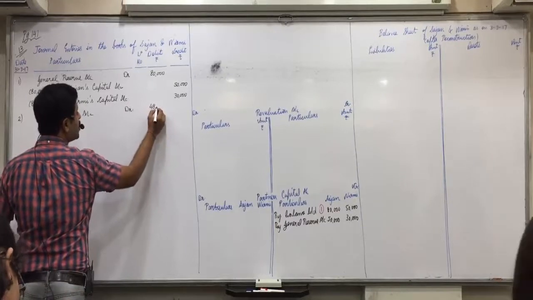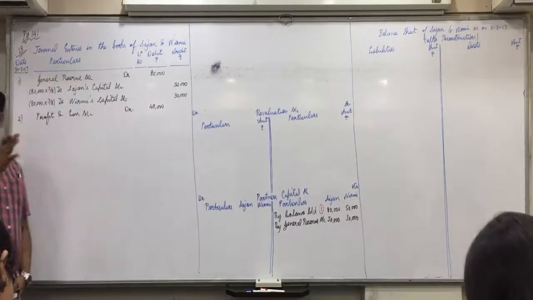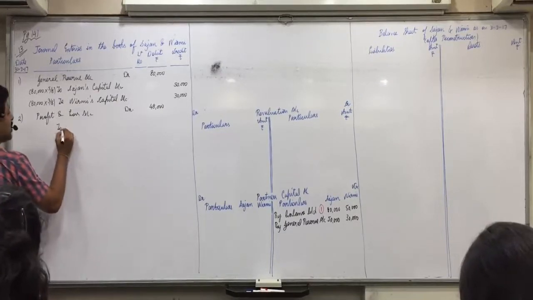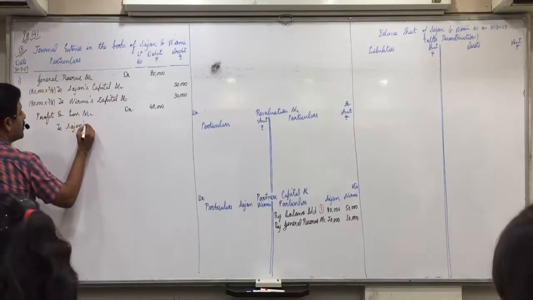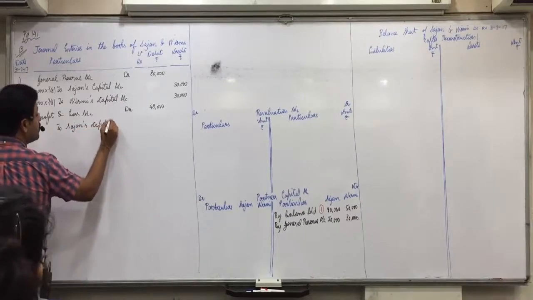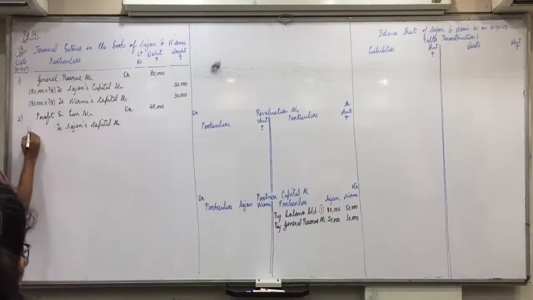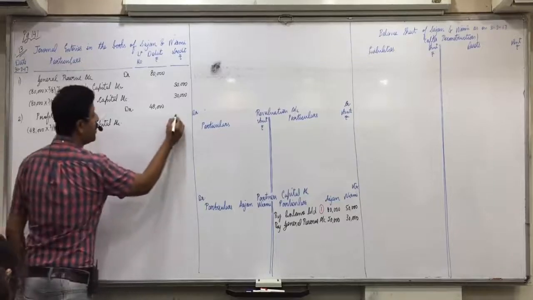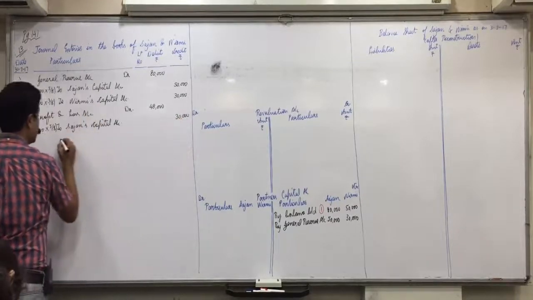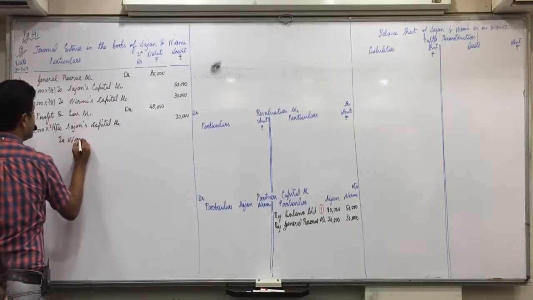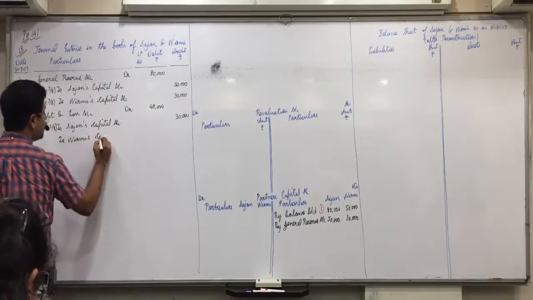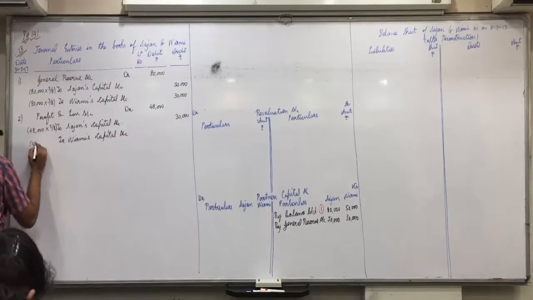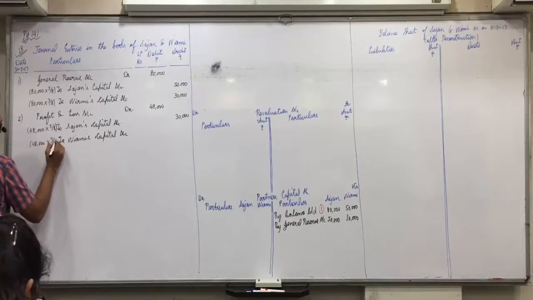So this objective question we already did in the last period, where we passed this entry for reserves, and now it comes in the long question. To Sajan's capital account 30,000, 48,000 multiplied by old ratio 5 by 8. And to Nirmi's capital account 18,000, 48,000 into 3 by 8. Old ratio we have distributed it.